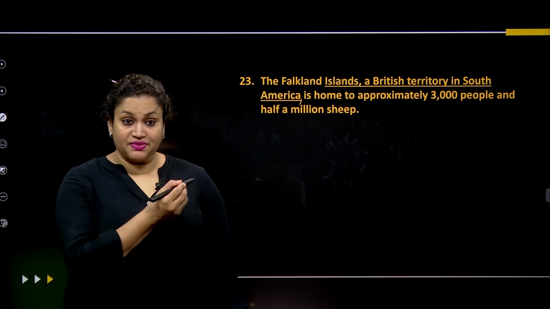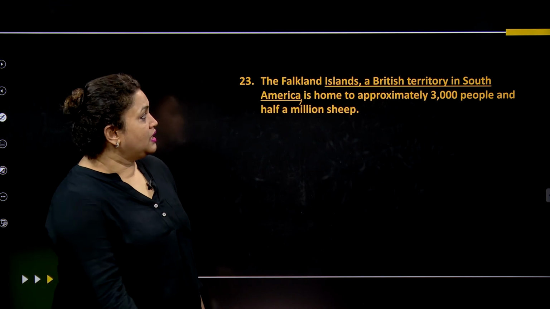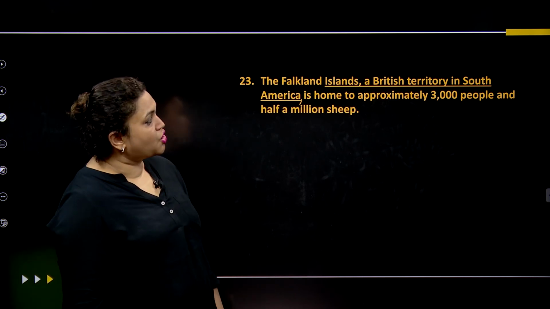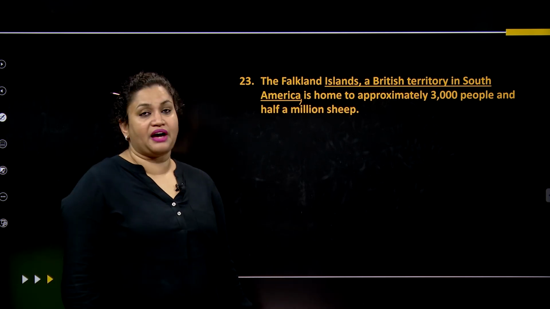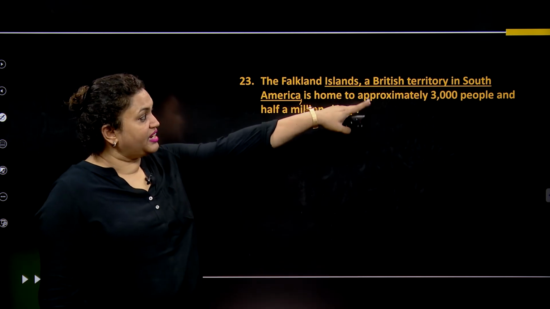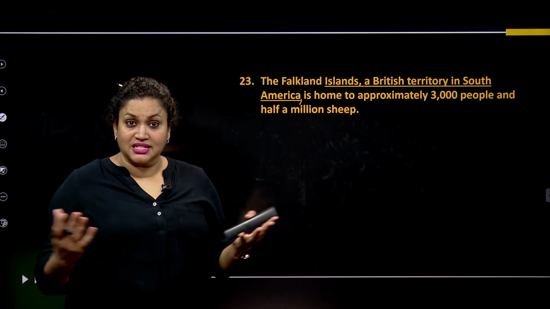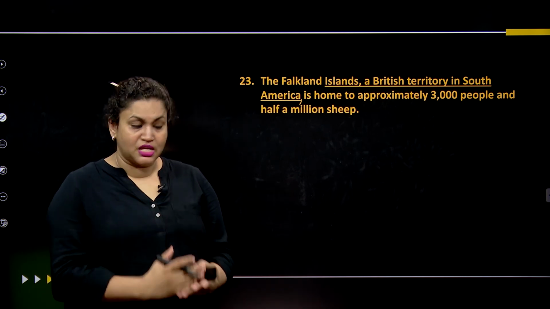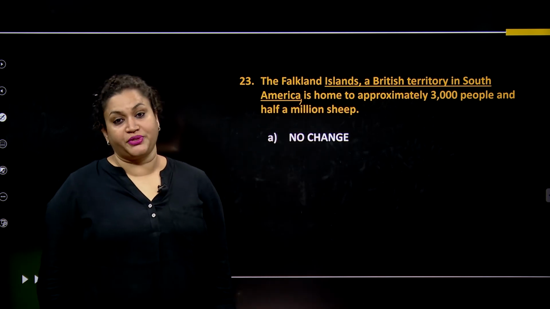Can I make a sentence without the comma? Let's check. The Falkland Islands is home to approximately 3,000 people and 500,000 sheep. Makes sense. Therefore, if I remove a British territory in South America, does it still make sense? Yes. So, I put a comma there. Let's see the options now.